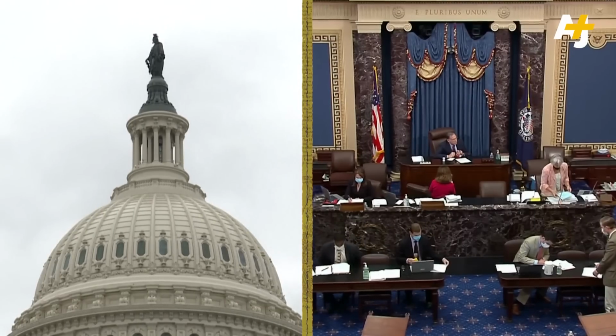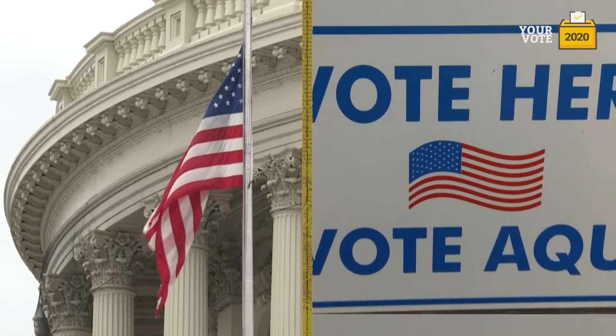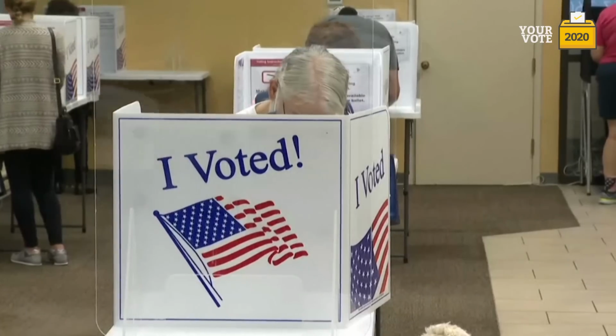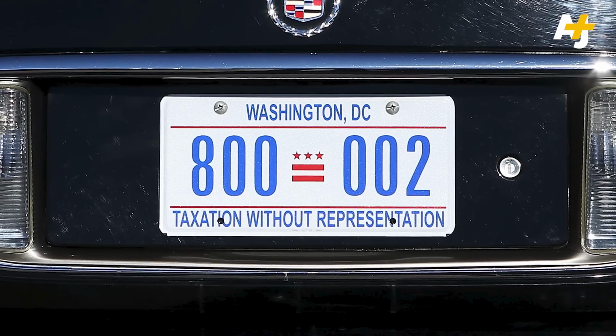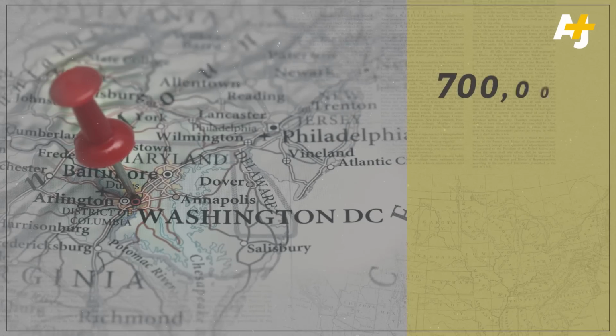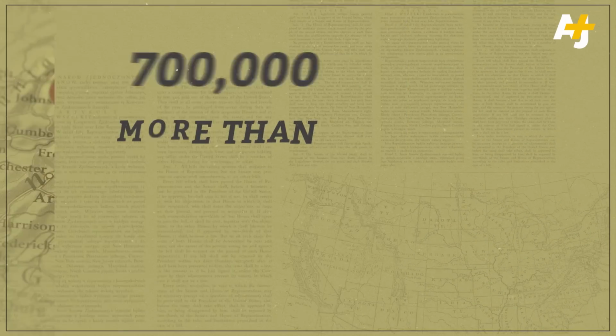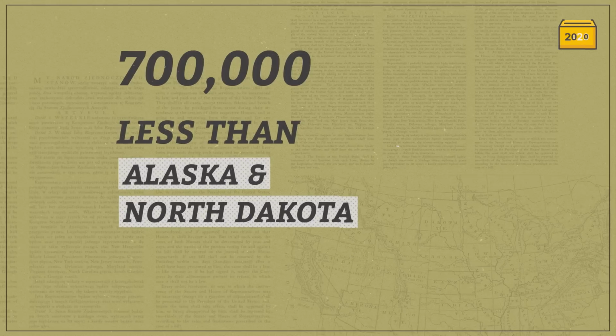But the Senate doesn't just grant a minority blocking power over legislation and give more weight to some people's votes over others. It denies some Americans any say at all. Washington, D.C.'s license plates say taxation without representation, and with good reason. D.C. has just over 700,000 residents, more than Wyoming and Vermont, and just a few less than Alaska and North Dakota.